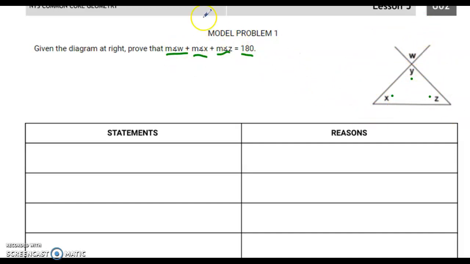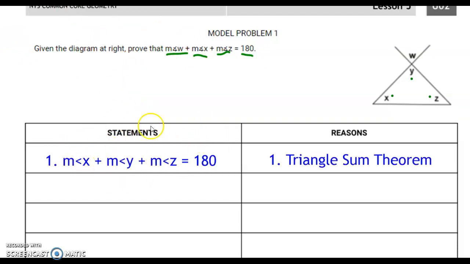So we have to figure out a way to try to make this equation based on things that we already know. Pause the video and try to figure out what we know about this triangle and what the first thing is we can write in for our statements. Alright, I started out with one fact that I know for a fact in this situation, which is angle X plus angle Y plus angle Z are equal to 180. That's based on something called the triangle sum theorem, a theorem that we learned about a couple of lessons ago.